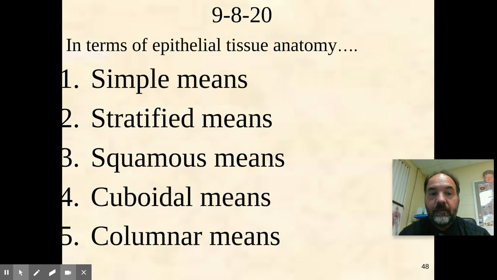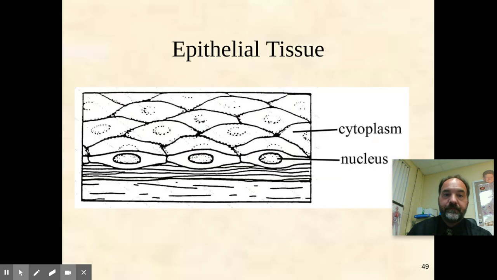Simple, one layer. Stratified, many layers. Squamous, cuboidal, and columnar tell you about the shape of the epithelial cell. If you put these words together, you can make all 5 of the epithelial tissues that we're going to cover.